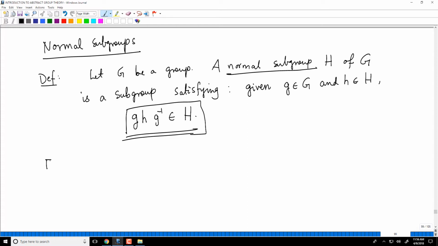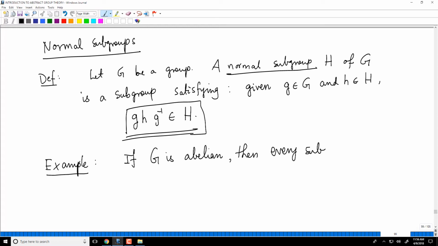So an immediate example: if G is abelian, then every subgroup is normal. Okay, this is easy to check because a normal subgroup is a subgroup which has an additional property that if small g is in capital G, small h is in capital H, then g h g inverse is in capital H.